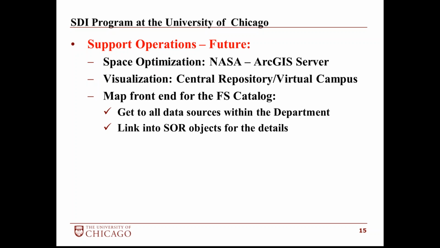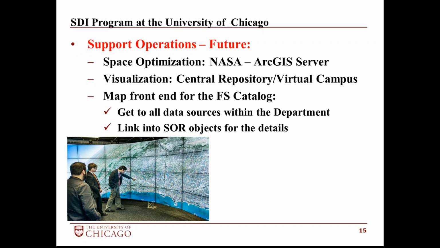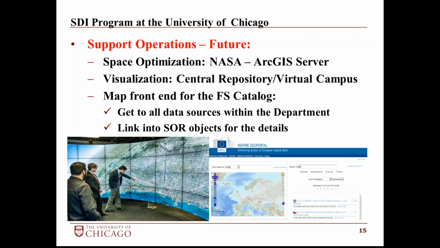The visualization part, which is a big part of what SDI is going to do for the central repository and what I call the virtual campus. And we'll talk a little bit about that and some of the work we've done so far. And then the map front end for a facility services catalog. So basically having a spatial catalog to get at all data sources within a department. So this visualization example here is just, again, trying to get it into a 3D world in an immersed environment. We'll talk a little bit about some of the work we've done on that. And then the link into the FS catalog.